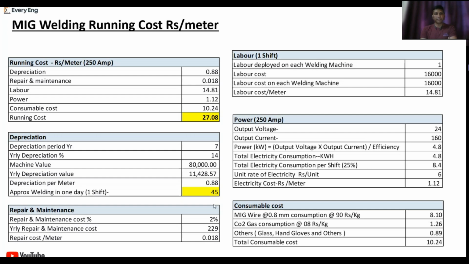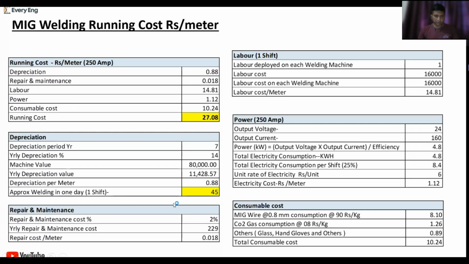So our cost also varies, but yes, this value comes from our past experience with welding running meter, so we take our plant value from that. 45, yeah, 50, 80, yeah, 70. So now we calculate the depreciation cost as 0.88 paisa if we consider 45 meter welding per shift.